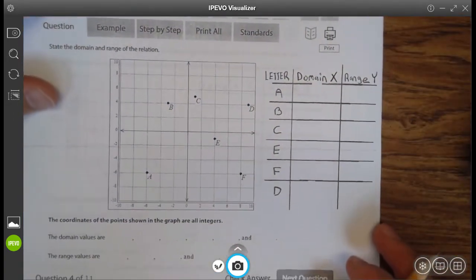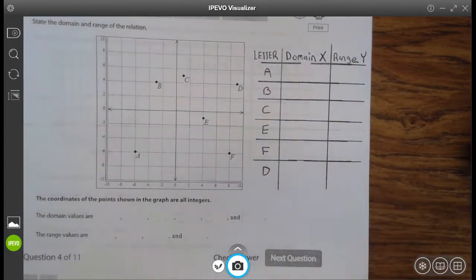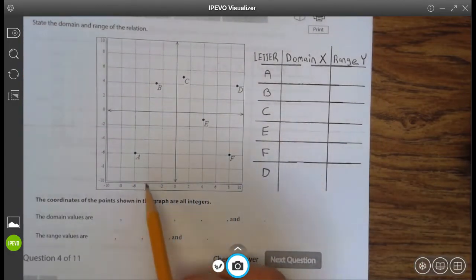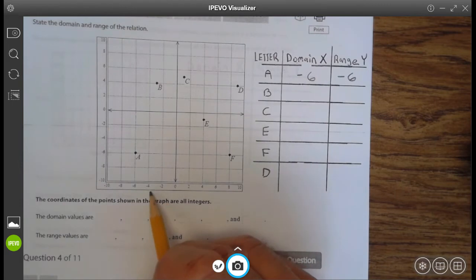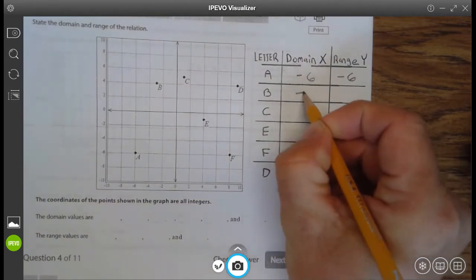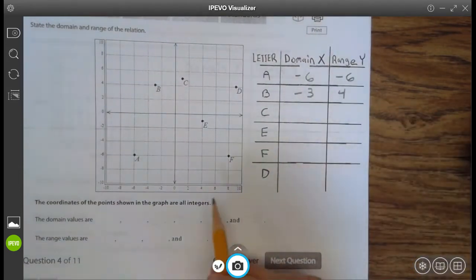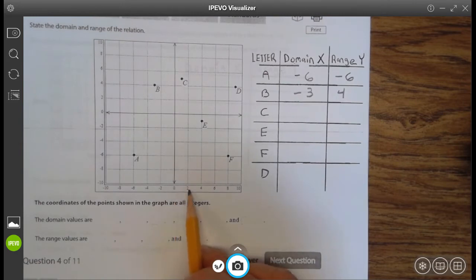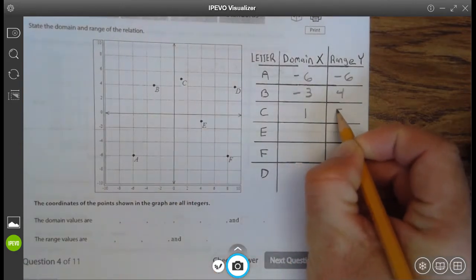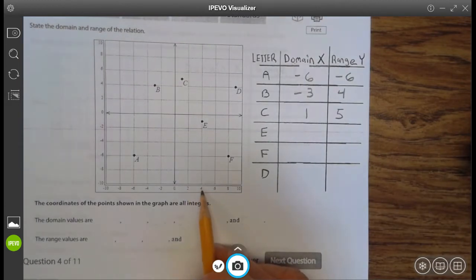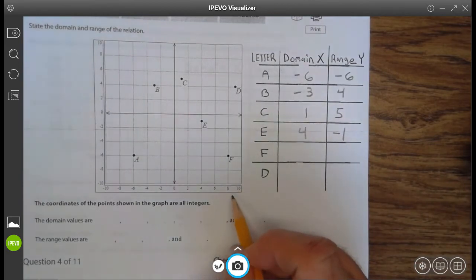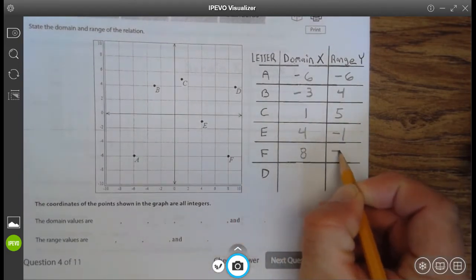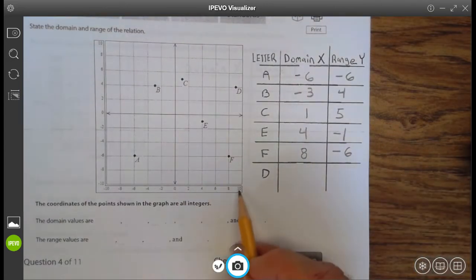All right, example 4. State the domain and range of the relation. Before you do this, you want to take the points and make a table. So A is -6, -6. B looks like between -2 and -4 is -3, so -3, 4. C is between 0 and 2, so that's 1, 5. And then E is 4, -1. And then F is 8, -6. And D is 9, 4.